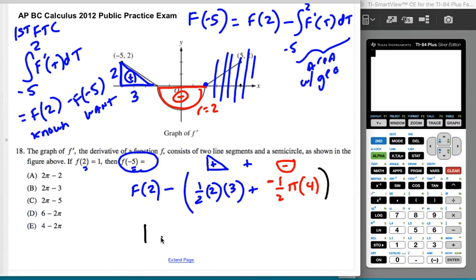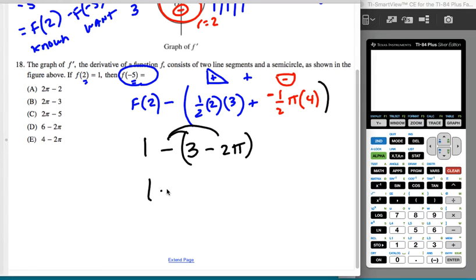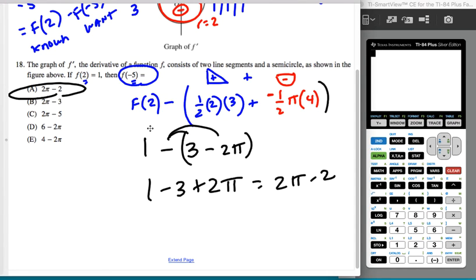So f of 2 is a 1. This will be minus a 3 minus a 2 pi. So when I distribute my negative, I get that this is 1 minus 3 plus 2 pi, or a 2 pi minus 2, which is my answer A. And that's it.